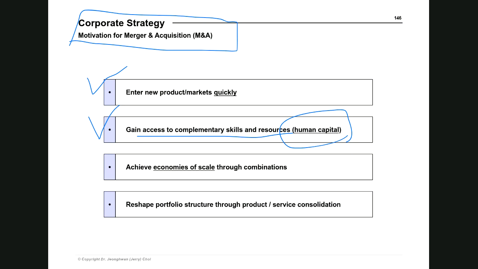What is the best way to get the best talent? Just buy them. Just buy the people. It's possible. We can buy people. Absolutely.